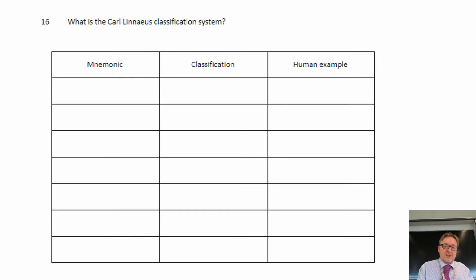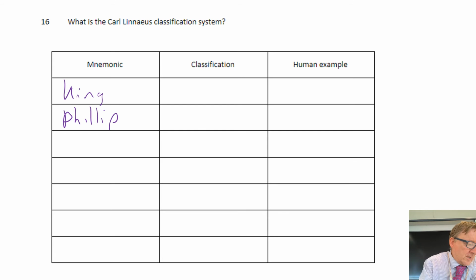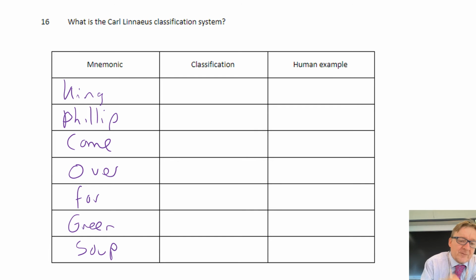16. What is the Carl Linnaeus classification system? Right, now, a mnemonic. Now, this has been on exams possibly a couple of times in the last 3 years. Right, so the mnemonic is King Philip came over for green soup. Okay, and why not?